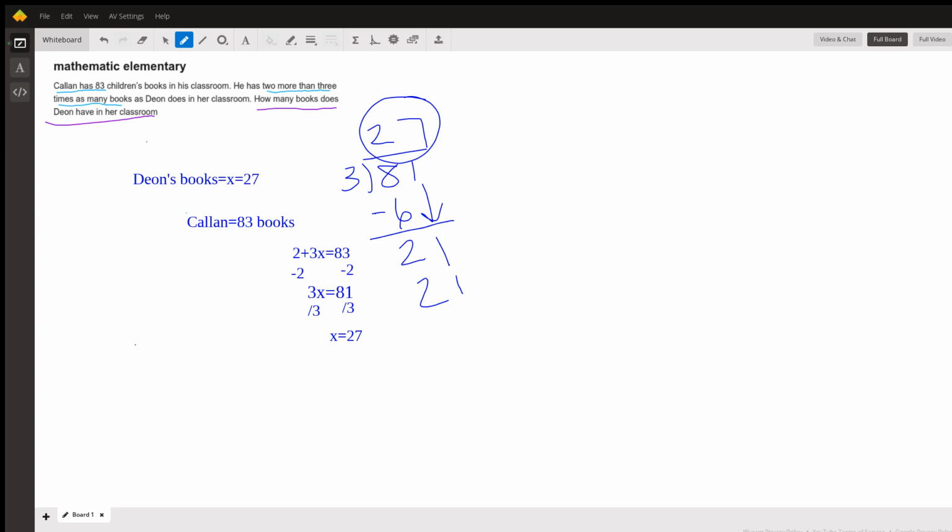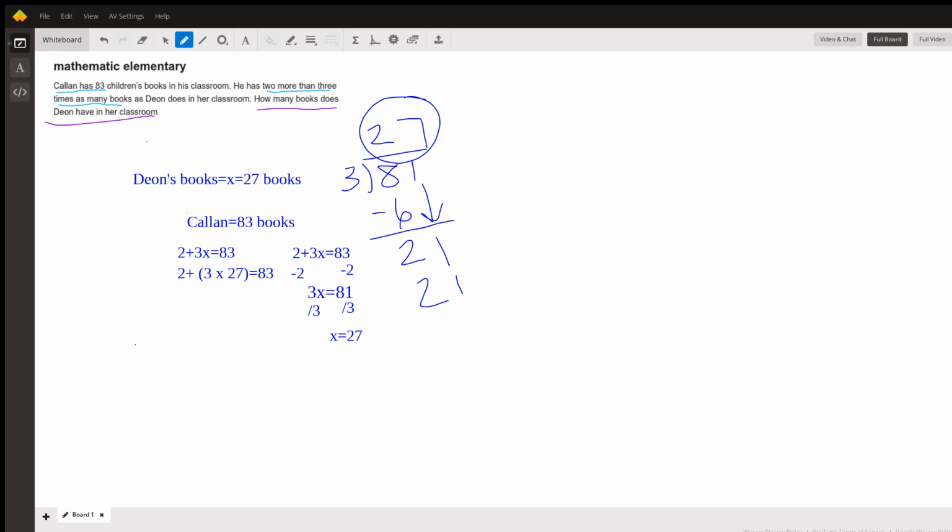We always want to go back and make sure that we check our answer. So let's plug in 27 for x. So for our equation right here, we have 2 plus 3x equals 83. If we're adding the 27, it'll be 2 plus 3 times 27, and then hopefully it'll equal 83.